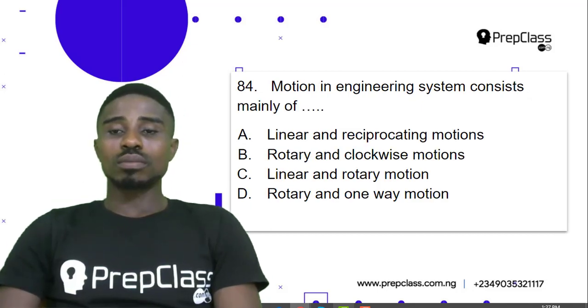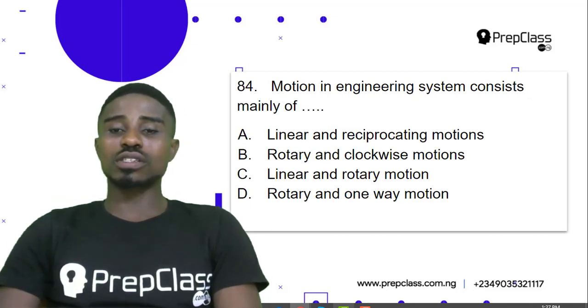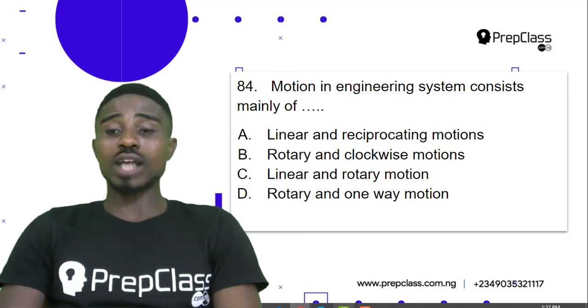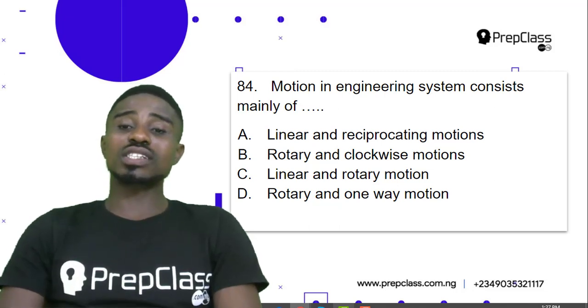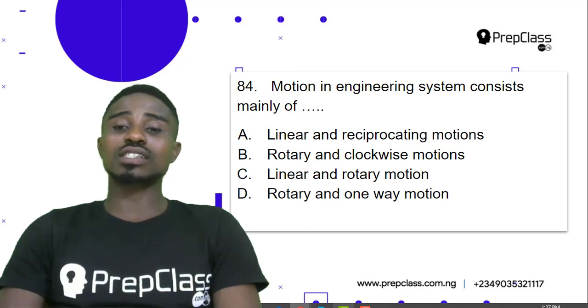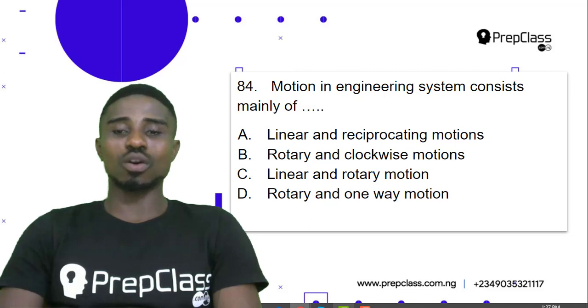Question 84. Motion in engineering system consists mainly of: A. Linear and reciprocating motions, B. Rotary and clockwise motions, C. Linear and rotary motion, D. Rotary and one-way motion. For us to carefully select the correct answer, we need to analyze all of the options and see which one best answers our question.